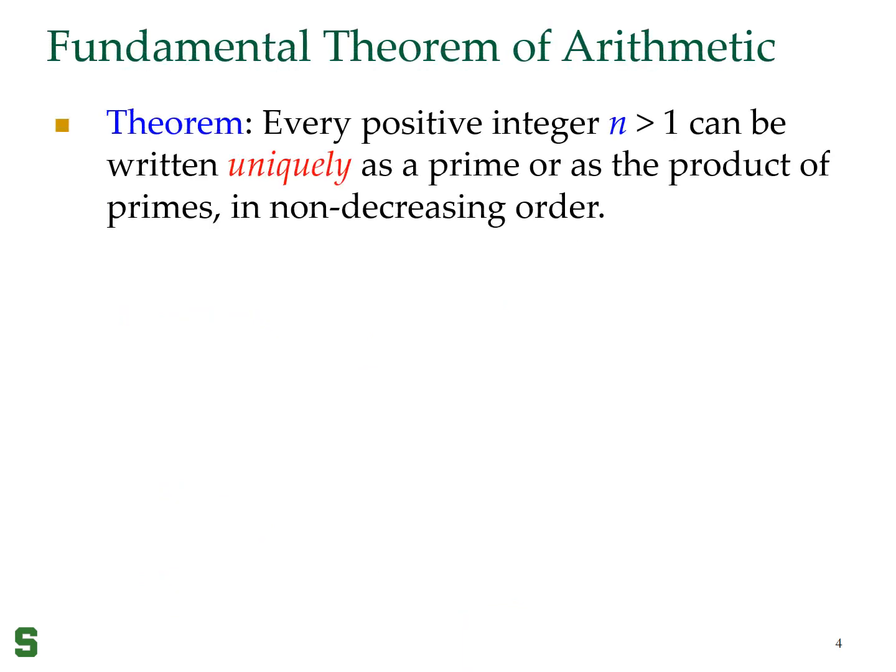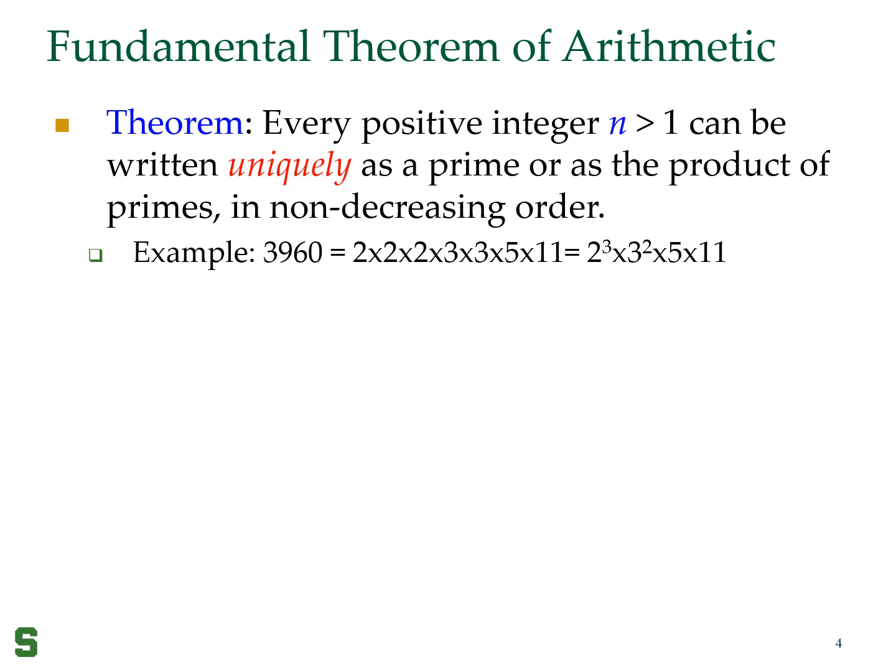The fundamental theorem of arithmetic says that every integer n greater than 1 can be written uniquely as a product of primes. So for example, if I have 3960, I can factor it into 2 times 2 times 2, 3 times 3, 5, 11, and so we can write it as 2 to the power 3, 3 to the power 2, 5 times 11.